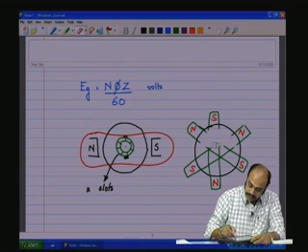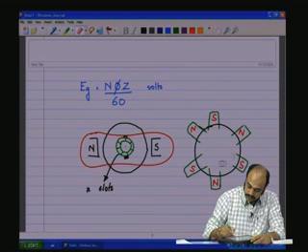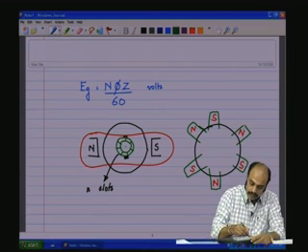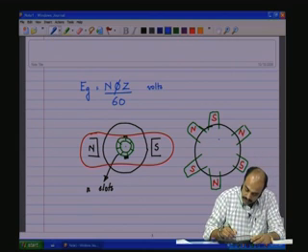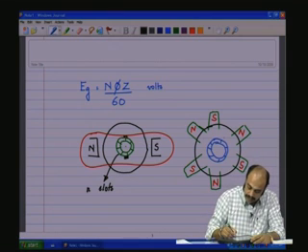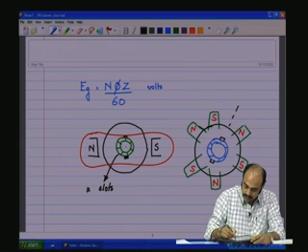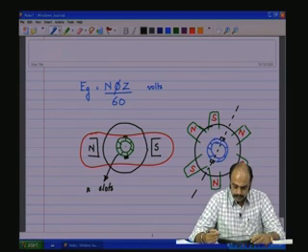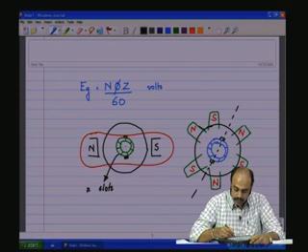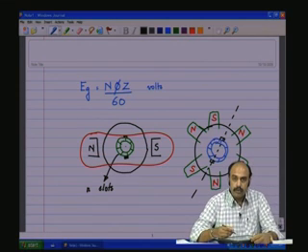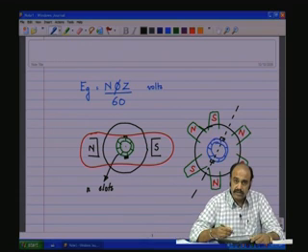And of course here you are going to have the commutator with the segments and the brushes placed appropriately in the neutral zone. You see the neutral zones will always be at the midpoint between two poles of opposite polarity. That is where you will get zero voltage induced in the coils, and therefore the brushes have to be placed in the neutral zone.